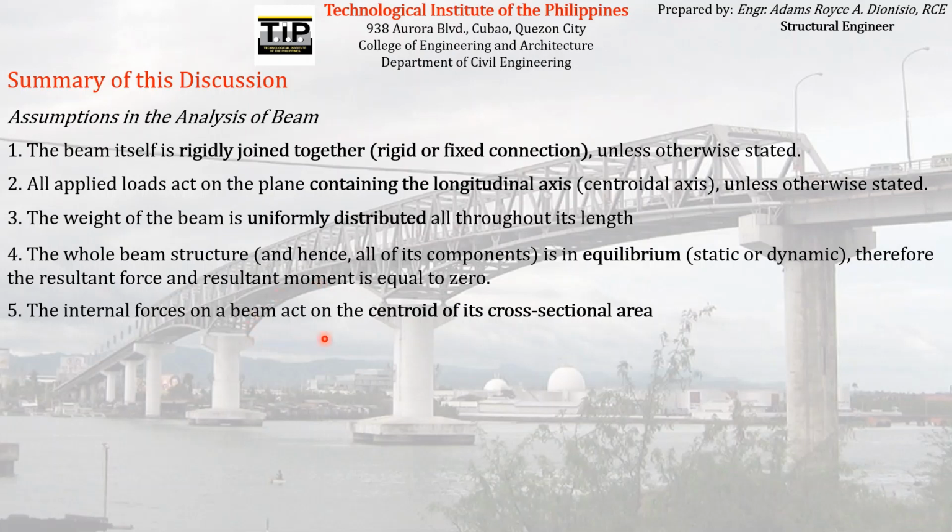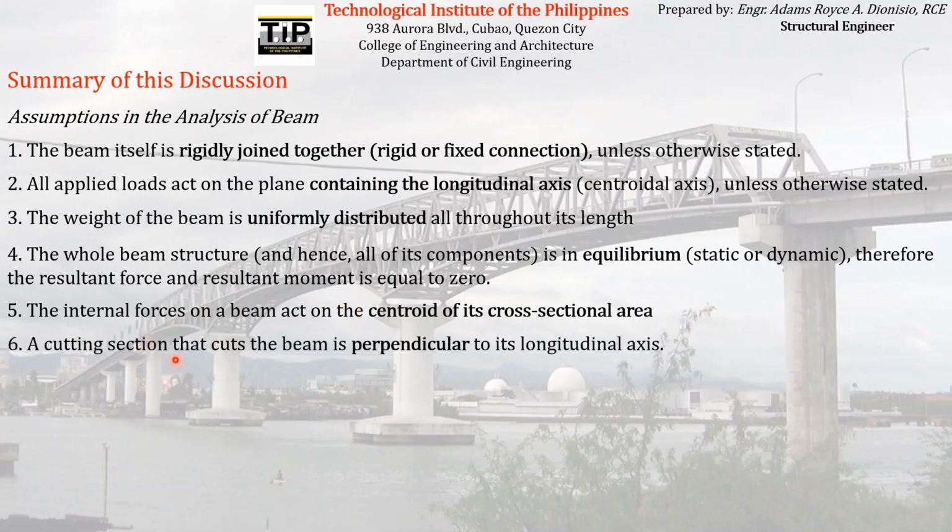Fifth assumption, we assume na yung mga internal force or forces acting on a beam ay nag-act sa centroid ng cross-sectional area niya. Last assumption ay kung magka-cut tayo, kung maglalagay tayo ng cutting section dun sa beam, we assume na yung cutting section na yun ay palaging perpendicular to the longitudinal axis of the beam. So, importante yan. Although hindi naman laging ganun yung cutting section, pwede naman siya naka-slant, pero in analysis, we assume lagi na naka-perpendicular siya about the longitudinal axis.